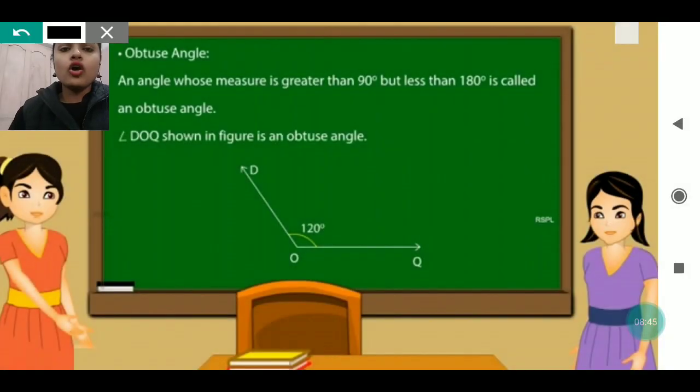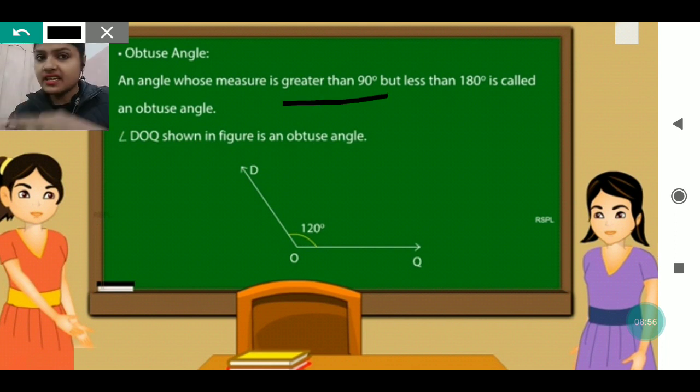In the same way, obtuse angle. Now we are discussing obtuse angle. In an obtuse angle, the measure is greater than 90. It was lesser than 90, now it is greater than 90, but less than 180. Greater than 90 doesn't mean it will go till 360 or more than that. It means it should be lesser than 180.